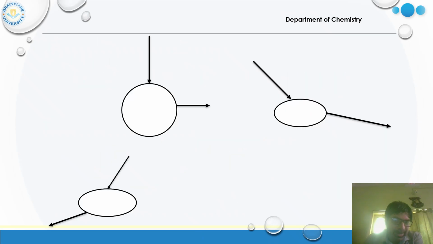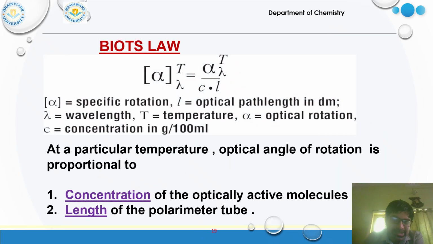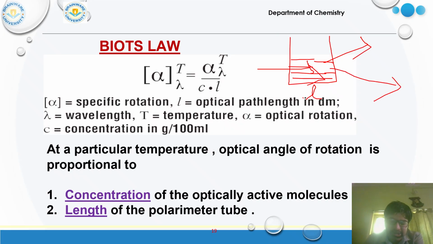Now we are proceeding to Biot's law. Let us consider a liquid molecule. It is kept in a container of length L. The light is coming and it is reflected. The name of the container is polarimeter tube. The length of the container is L. And every molecule has a concentration. The concentration of the molecule is C.